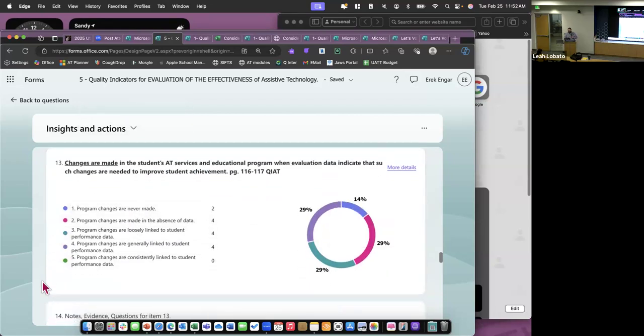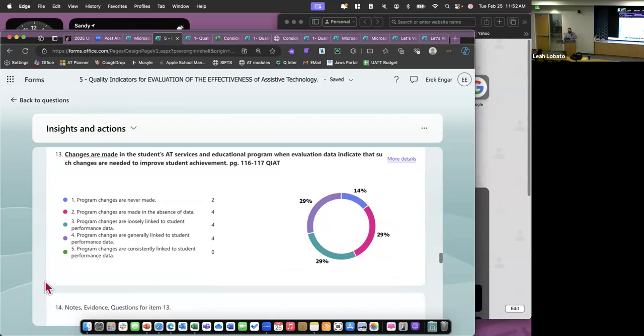Okay. And then how often are we making changes? We're making some changes. This one almost came out like we could have 3, 4. We needed 2 more people to put it in the blue so we could have the perfect graph for this one.